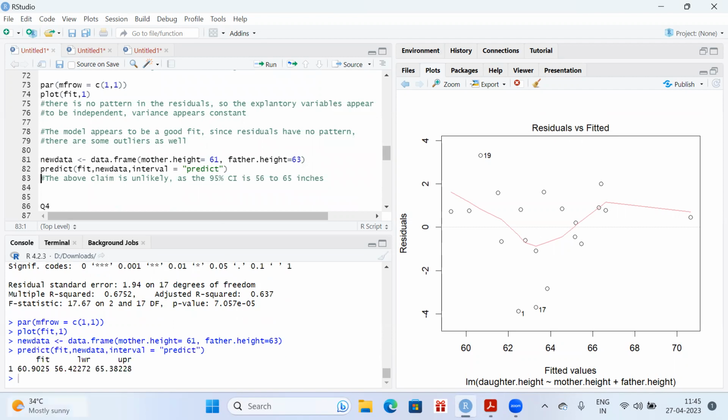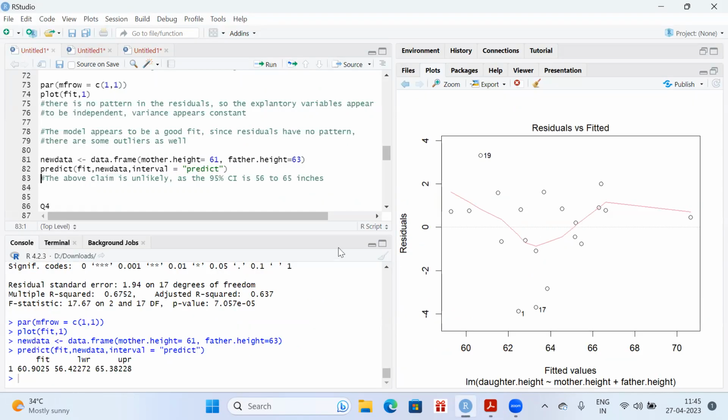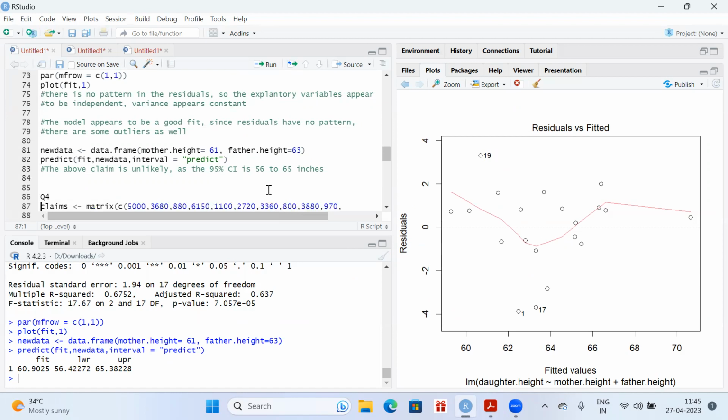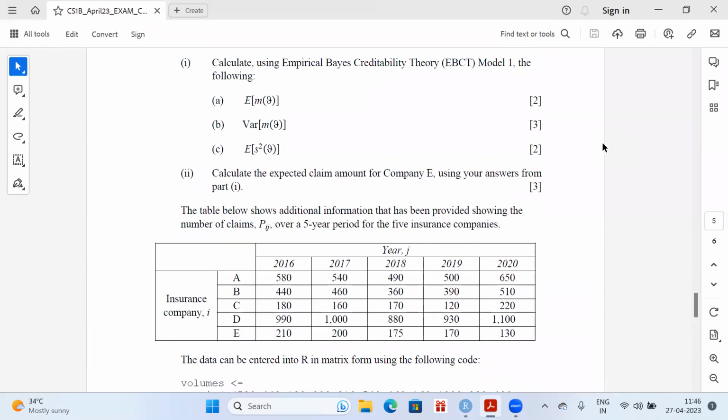If you see, the interval lies between 56 and 65, whereas the question says the height should be 67.5. So the claim is unlikely. The claim is not likely, and the 95% interval is only 56 to 65 inches. Again, a very direct question, a very easy paper, not at all time consuming.